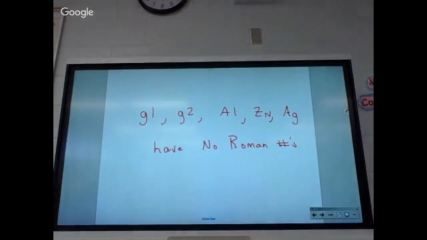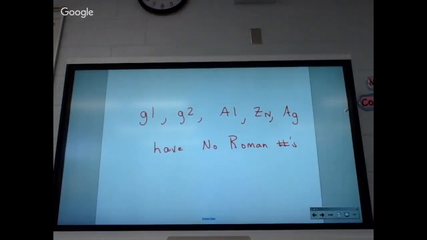So, if you're in group 1 on the periodic table, group 2 on the periodic table, and those 3 elements, those are the only things on the periodic table that do not have a Roman number. Everything else has a Roman number. Okay? If you don't know it, write it down, because you're going to have to name something on that exam, and you're going to have to know whether or not it needs a Roman number.